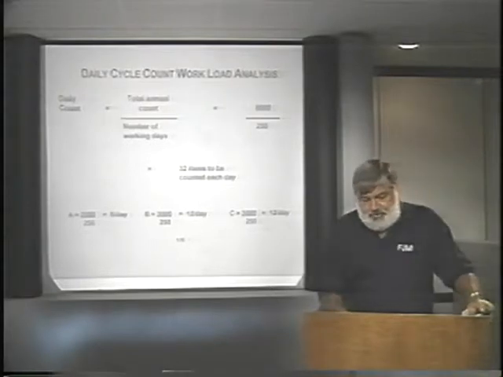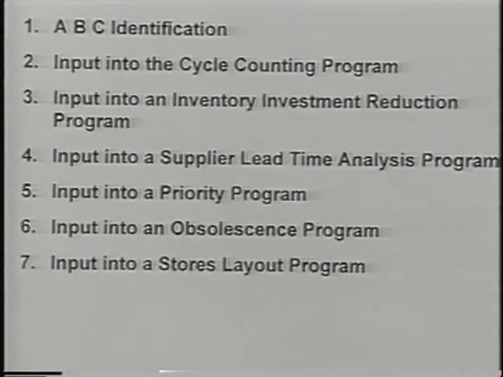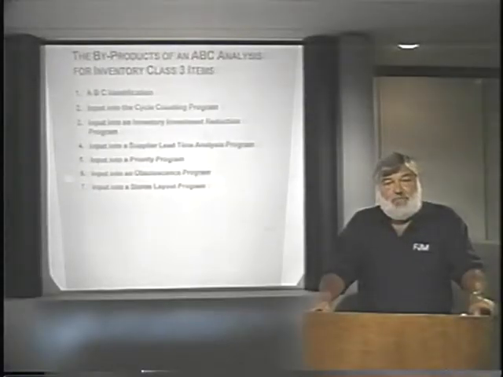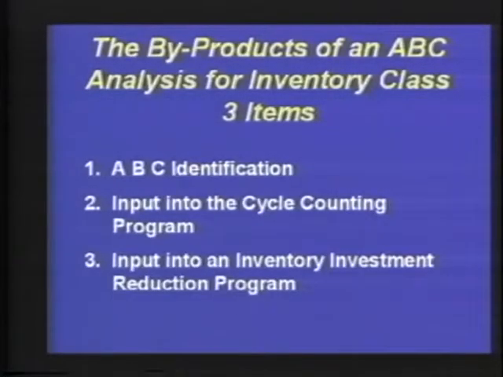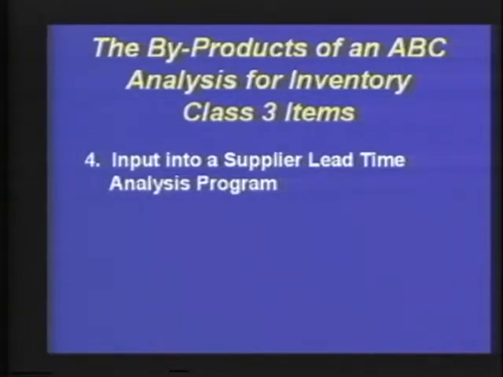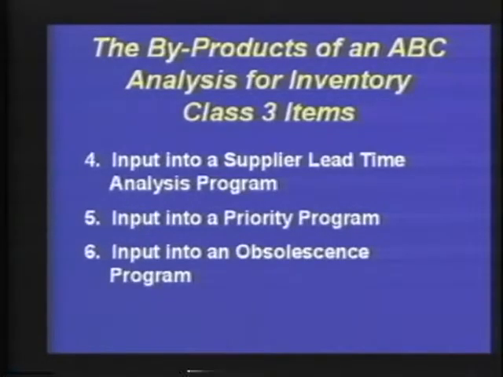Now, on page 18, we've identified all of the byproducts of the ABC analysis. And we've indicated that there are 7. I said all. Companies may have more, but these are all that we have been associated with, working with companies like yourself. First of all, we've identified the ABC items by their code. We have developed the input into cycle counting. We've developed the input into inventory investment. We have used the ABC code to keep on top of vendor lead times. It can likewise be used. Step number 5 is the priority system, and step 6 is an obsolescence program.